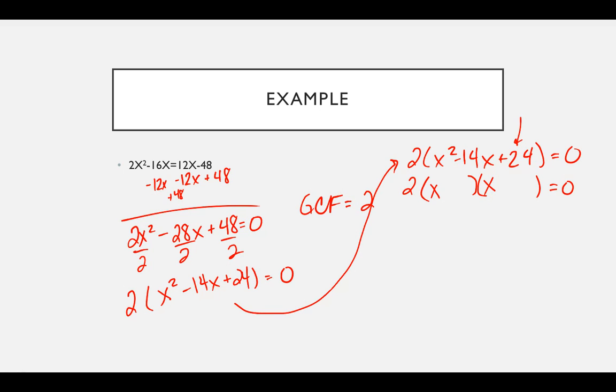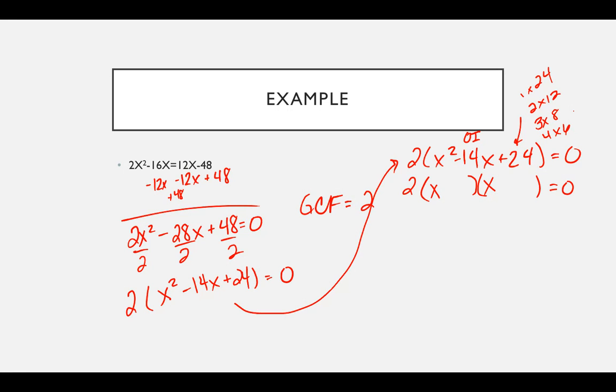This 24, I need to think about it. Okay, I could do 1 times 24. I could do 2 times 12. I could do 3 and 8. I could do 4 and 6. I need to figure out which combination here will give me an outside plus inside term of negative 14.